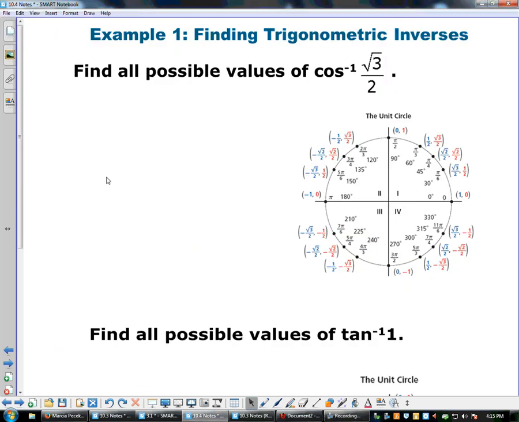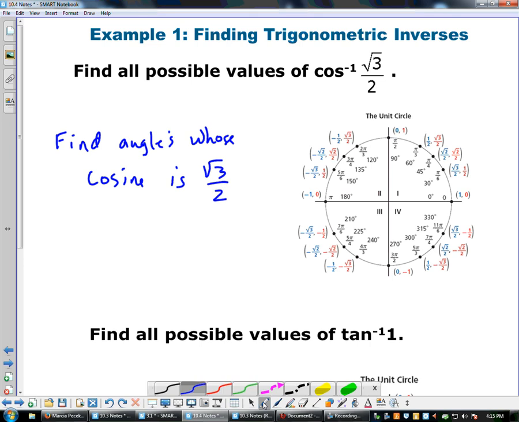Okay, so let's take a look at our first example. We are finding trig inverses. Find all possible values of cosine inverse of square root of 3 over 2. Again, remember the translation of this means find angles whose cosine is square root of 3 over 2.